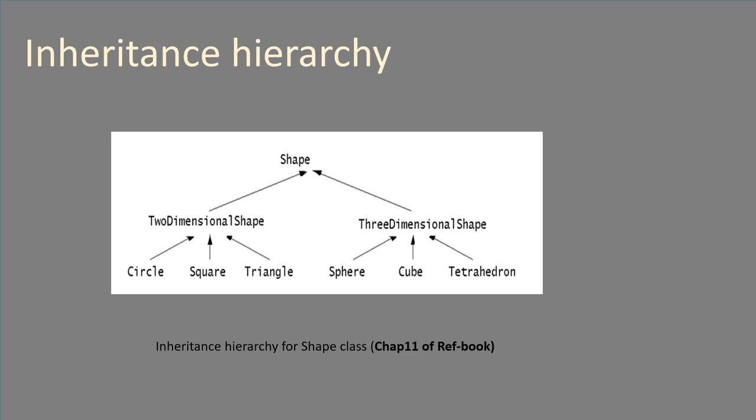For example, here I have shape, and I have categorized the shape in two subcategories on the basis of their dimensions: two-dimensional and three-dimensional shapes. Two-dimensional shapes, for example, circle, square, triangle. Three-dimensional shapes, for example, sphere, cube, and tetrahedron.